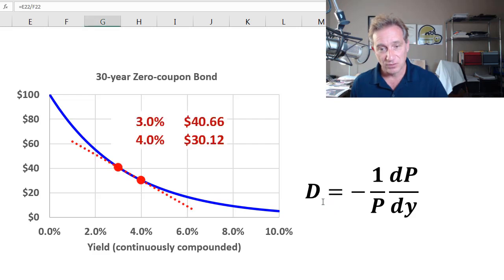So now, to understand the effective duration, what I'm going to do is pick 2 points on this price yield curve and draw a straight line, and the slope of that line is going to be used to approximate the slope of the nearby tangent line. This is what an effective duration does. Probably you're familiar with a tangent. These points are at 3% and 4%. About in the middle would be 3.5%.